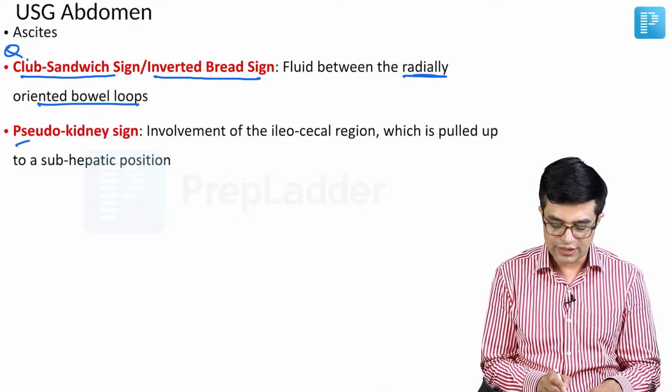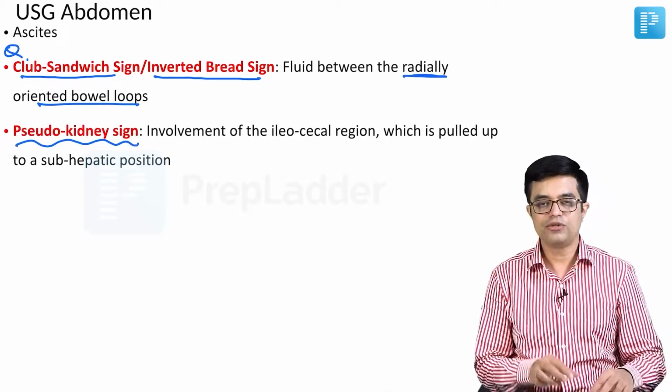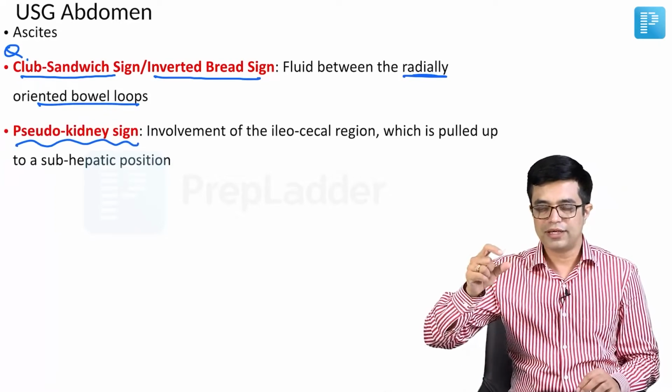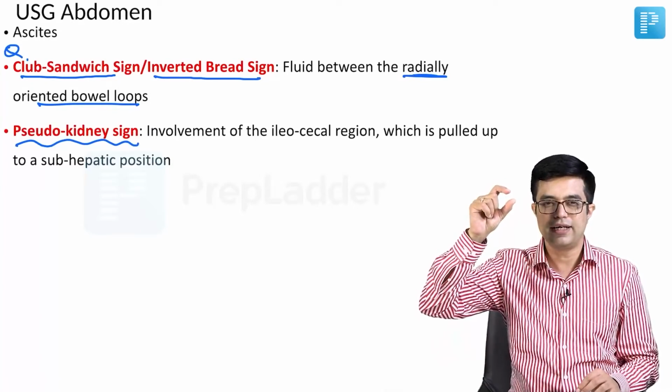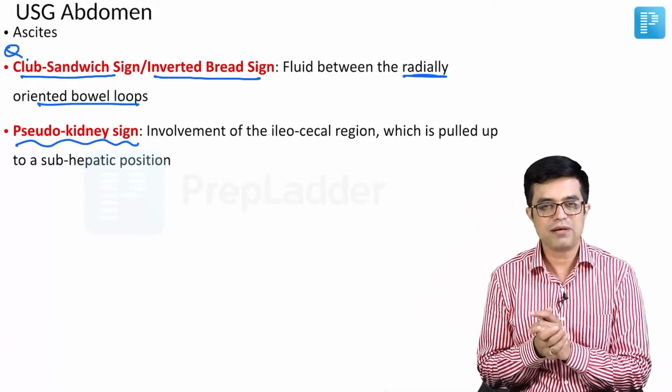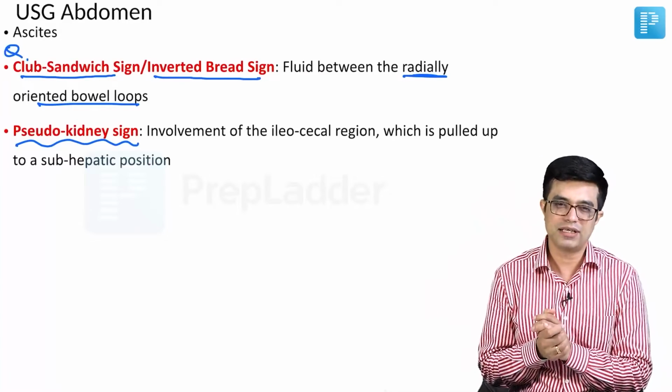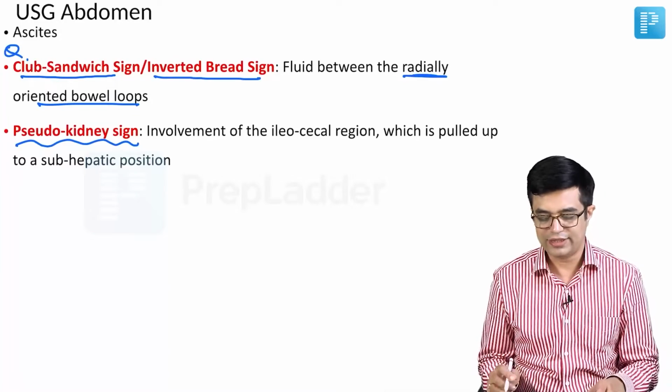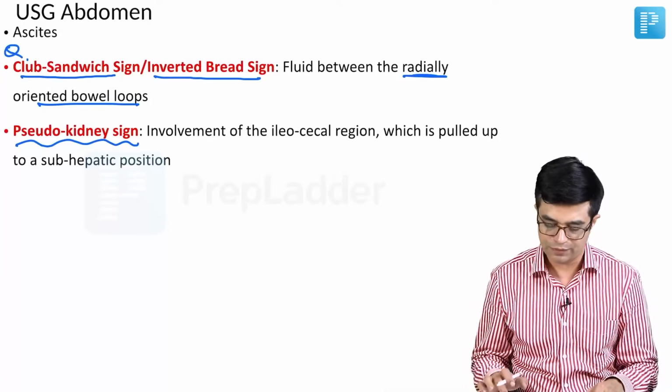Third is the pseudo-kidney sign. Pseudo-kidney sign is basically the ileocecal region. The ileocecum gets pulled upwards and it comes to lie in the subhepatic region, and sometimes it can be confused with a kidney being present. So that is called a pseudo-kidney sign. It is pulled up to a subhepatic position.